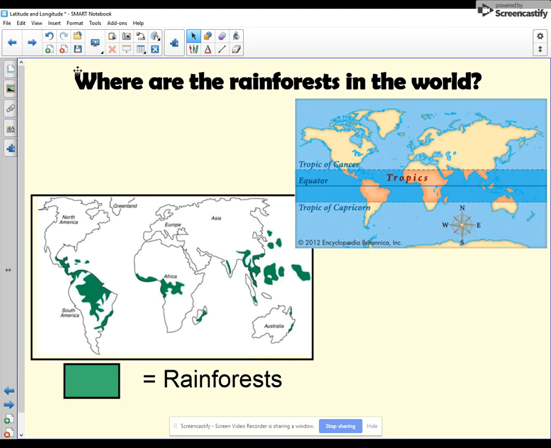So, rainforest compared to the tropics. If you look at the map we just did, where the tropics are, and look at the green on the map on the left, you can see that most of the biggest rainforests that we have here on our globe are right in the tropics. Why? Because we have that nice warm weather, and it's also rainy there a lot of times.